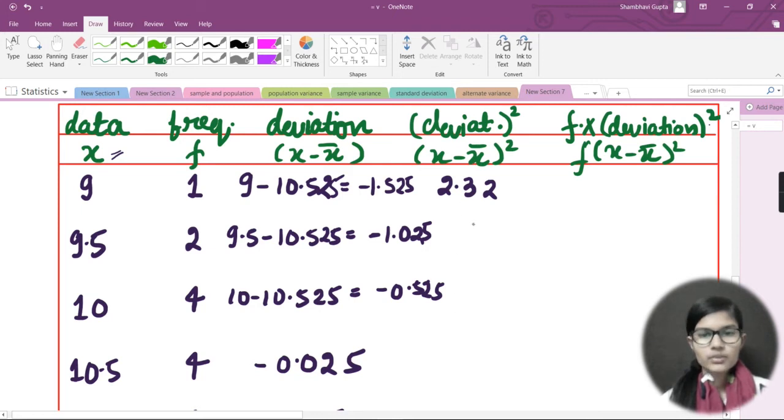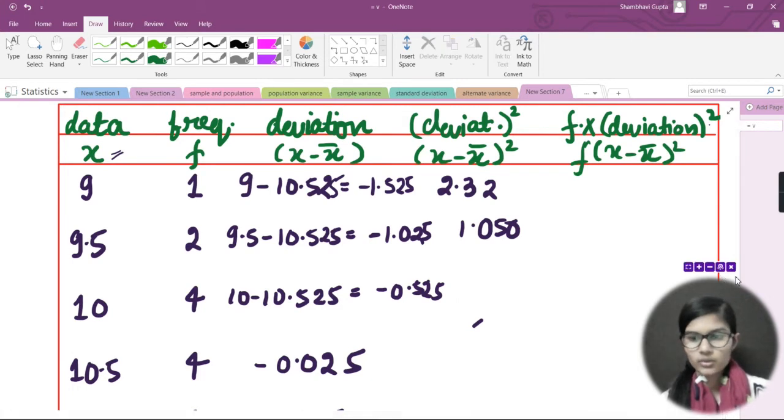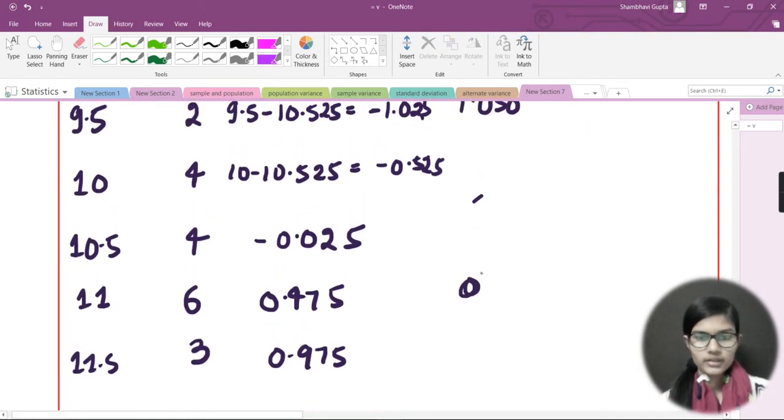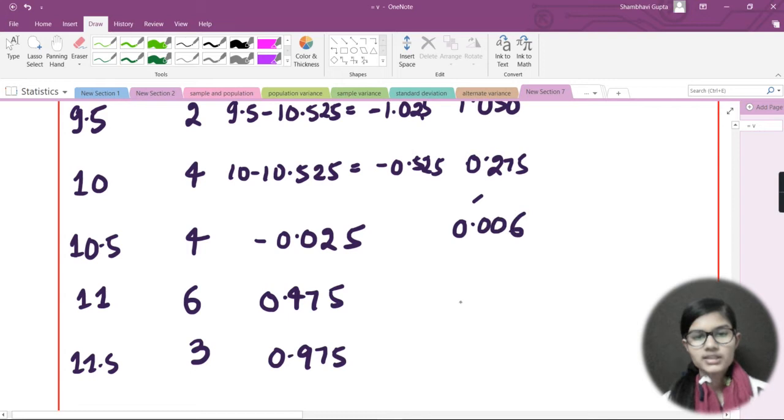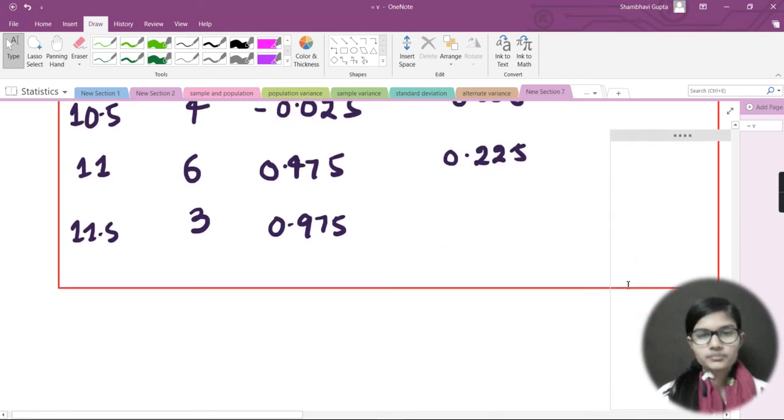In the same way I would take the square for all the values, and there is something like 1.050, and then what else I have here? This is my third one. It is 0.525, what will be the square for this? The square for this would be 0.275. Then the square for this one would be 0.006. Then I would have 0.225, and at last here I would have 0.950.